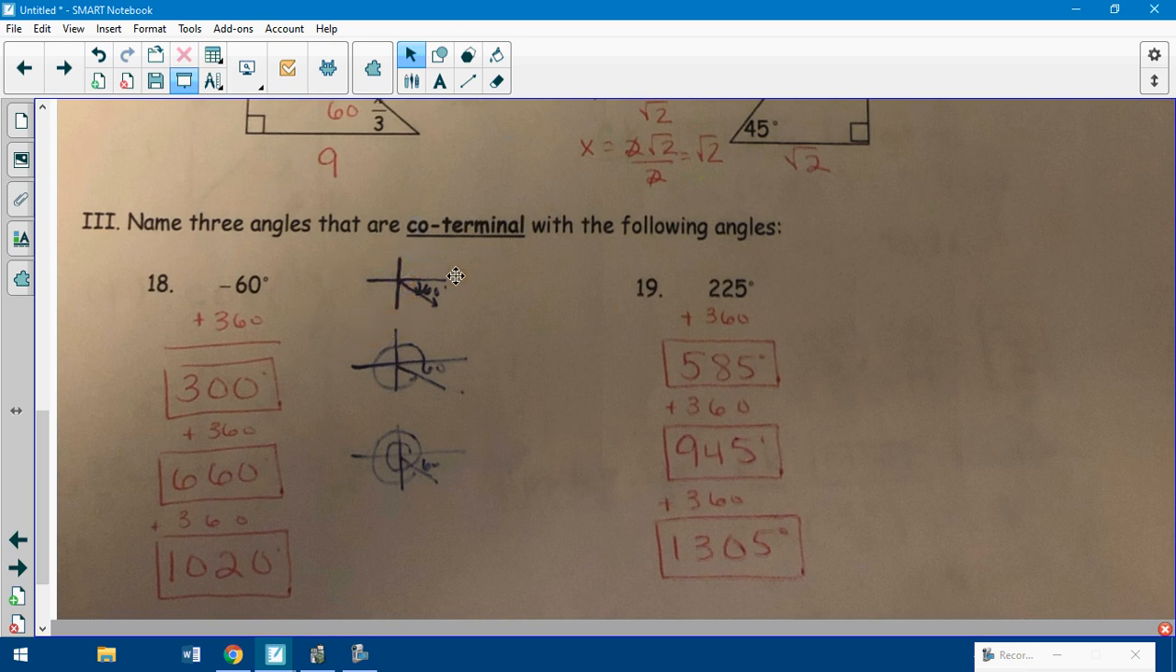You can also subtract 360. That's fine. You could give radian equivalents. That's fine. But coterminal just means it ends in the same spot. So adding or subtracting 360 is the easiest way.